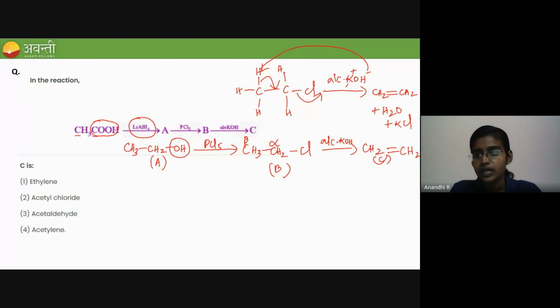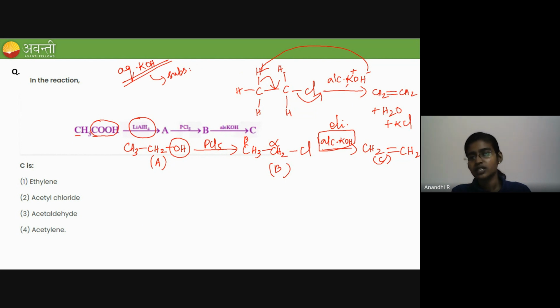And this elimination is called beta hydrogen elimination, which you would have studied in class 11 and in the class 12 haloalkanes and haloarenes lesson also. So you should be very careful here. Only in presence of alcoholic KOH elimination occurs. In presence of aqueous KOH, what happens? Substitution occurs. Alcoholic KOH leads to elimination and aqueous KOH leads to substitution.